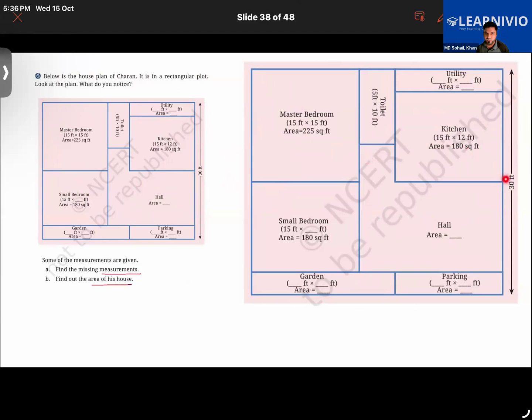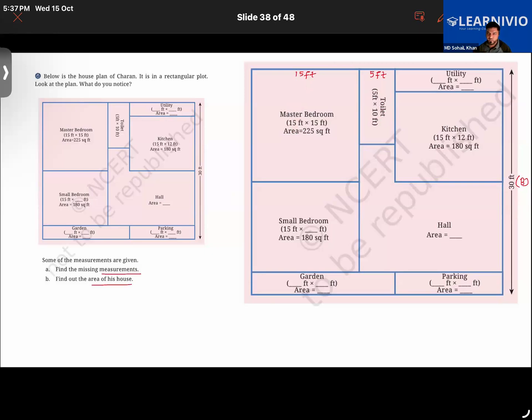Now in the rectangle you see here one of the sides is given, like this is breadth. Breadth is 30 feet. So I'm writing B for breadth here. Now let's start from this master bedroom. It is of a square shape, meaning all the sides are of 15 feet. So this is 15 feet, that is 15 feet. Now take a look at the toilet here. The length and breadth is given as follows. Breadth is how much? 5 feet, because breadth is always less than the length usually, right?